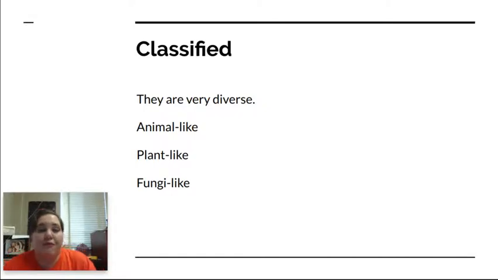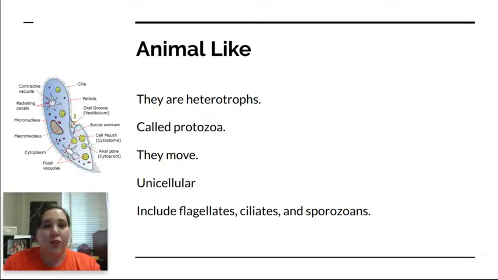So they are a very diverse kingdom. There are lots and lots of different types, and I really encourage you to look through your book and see the different types of protists. I'm going to give you a couple of them, but they're so diverse. Usually we classify them as either animal-like, plant-like, or fungus-like because they are like those things, but they're their own kingdom. So they are like animals in that they are heterotrophs and they're motile, meaning that they can move.